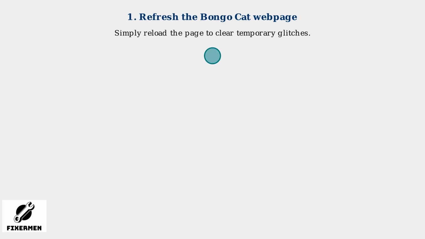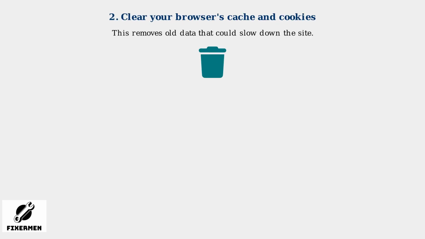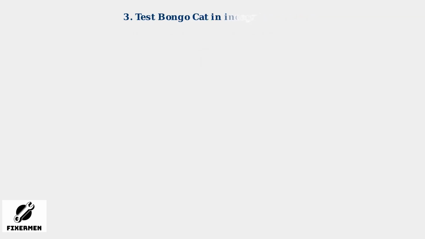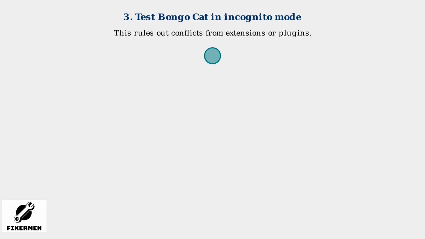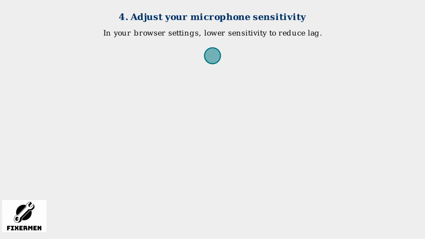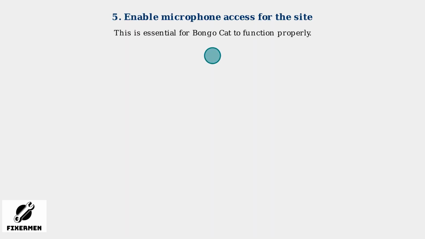Start by refreshing the Bongo Cat webpage to clear any temporary glitches that might be causing performance issues. Next, clear your browser's cache and cookies to remove any stored data that might be interfering with the app's performance. Try testing Bongo Cat in incognito mode to eliminate any conflicts from browser extensions or plugins that might be causing issues. Adjust your microphone sensitivity in your browser settings. Lowering it can help reduce audio processing lag that causes stuttering. Finally, make sure microphone access is enabled for the Bongo Cat site in your browser settings, as this is a basic requirement for the app to work.